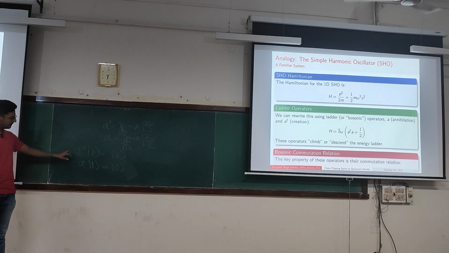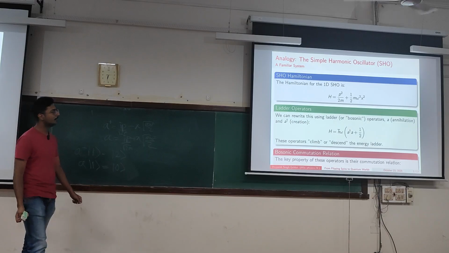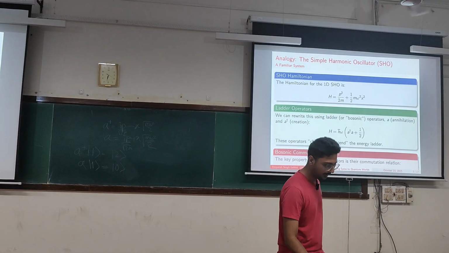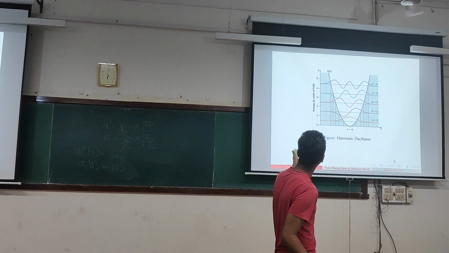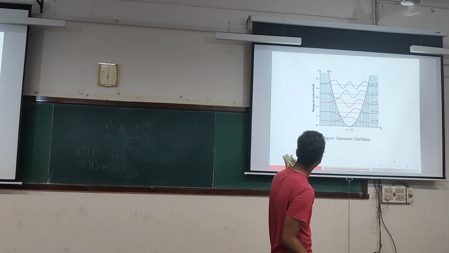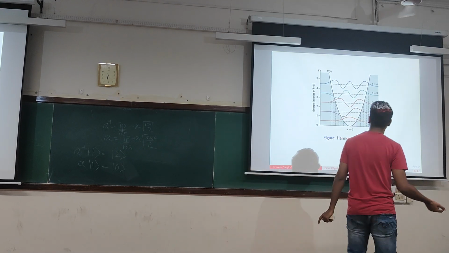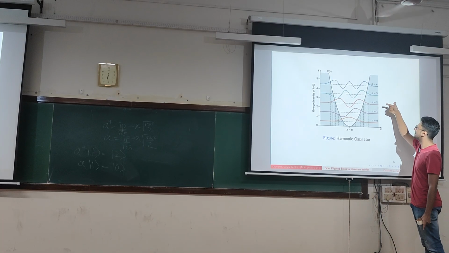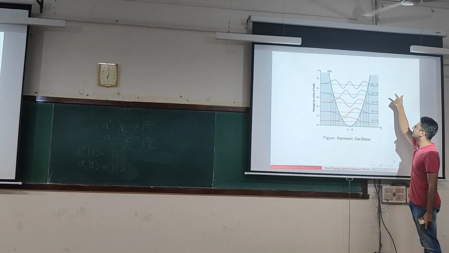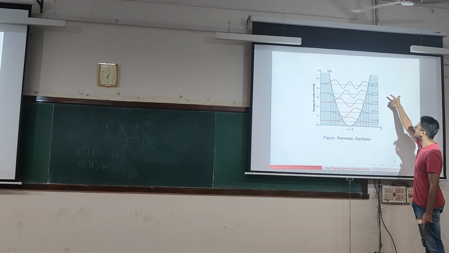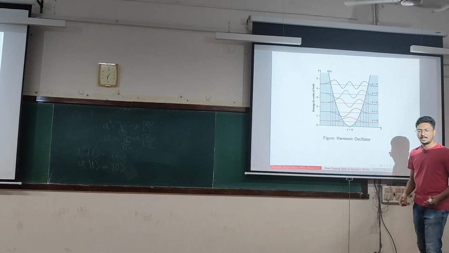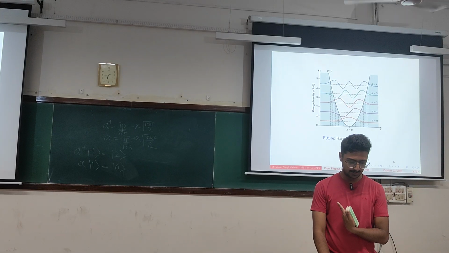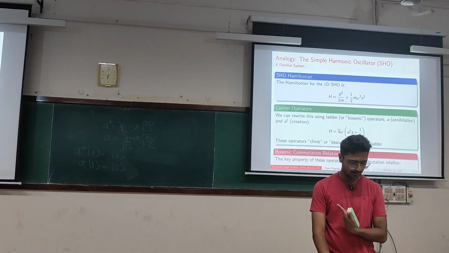So this is a very interesting way of defining the harmonic oscillator in terms of A and A dagger. A dagger basically means we are jumping from ground to first to second to third, and A means lowering. So we're going to use these A dagger and A terms.